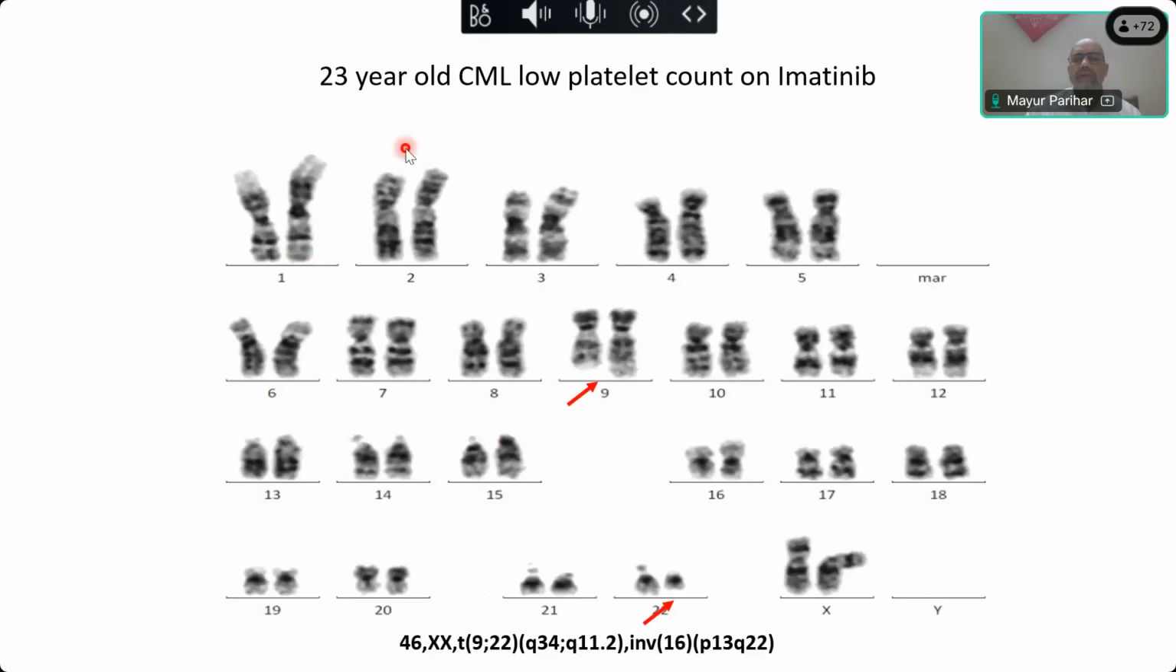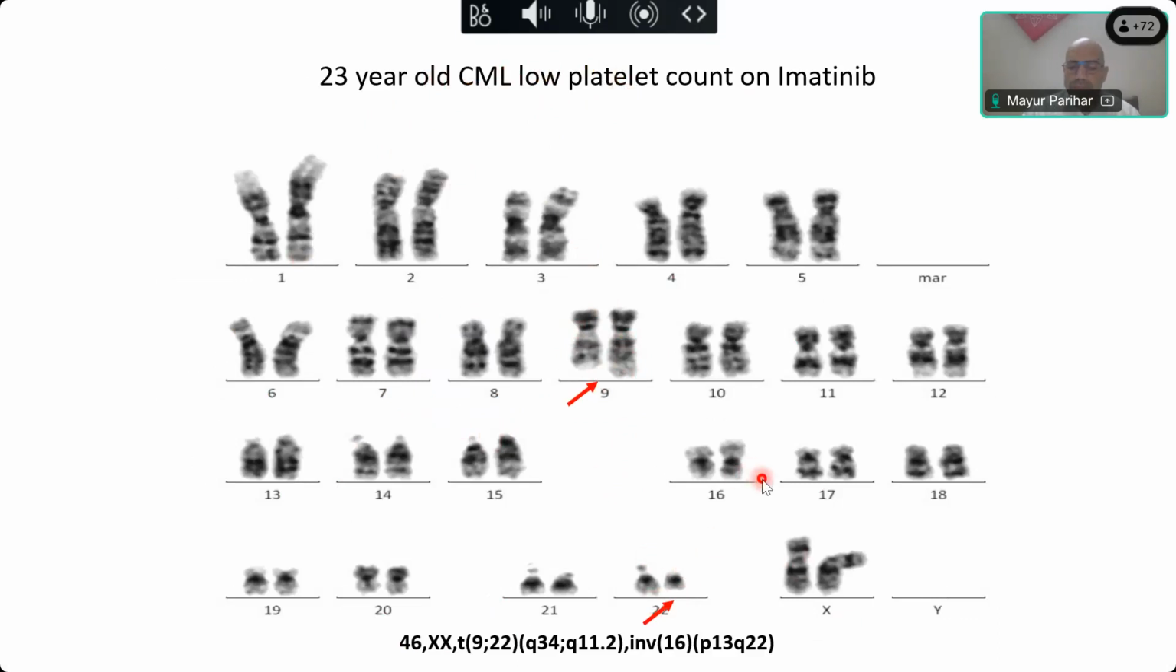Now, this was again a 23-year-old CML patient on treatment, responding well, but started having a persistent low platelet count. A karyotyping was sent to us. So what you see here in the arrow is a translocation 9;22, which is diagnostic of chronic myeloid leukemia, a myeloproliferative neoplasm. But as I said, with karyotyping, you're looking at the whole genome of a single tumor cell.